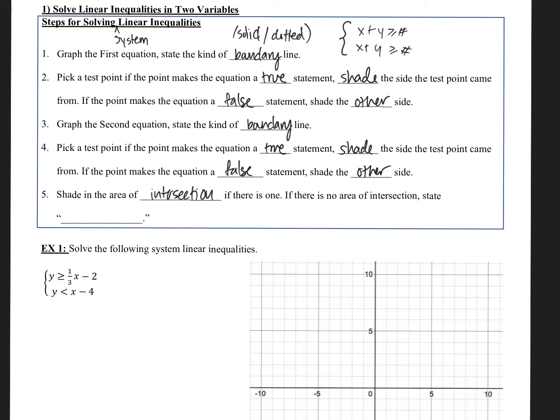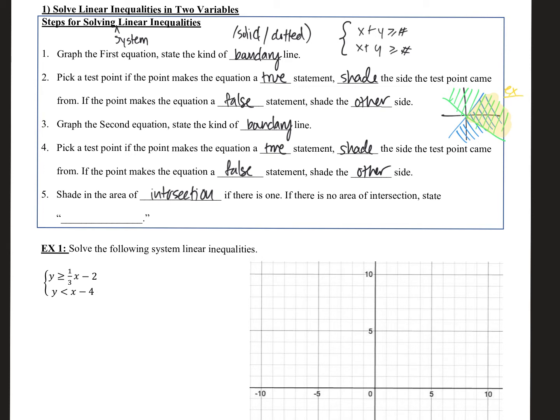If they happen to overlap, because remember we're drawing two lines here. So it's possible if we drew two lines, let me make an example here. If we drew two lines, it's possible that they might intersect. And the area of intersection would be the solution to our system. Okay, so that's just an example there.